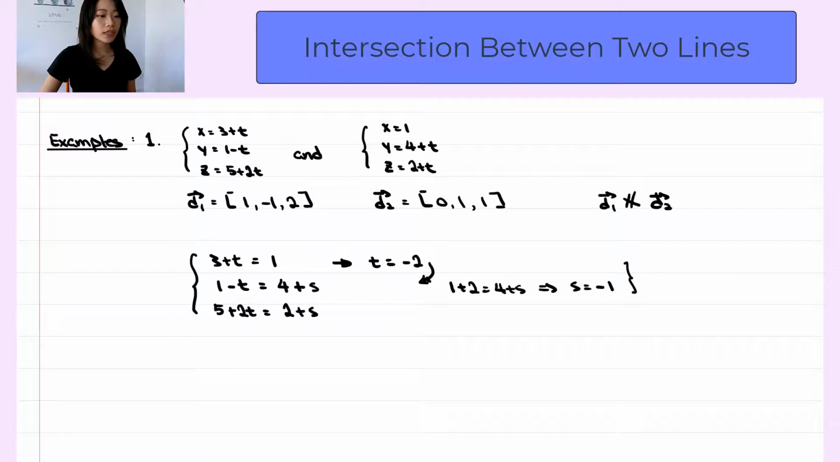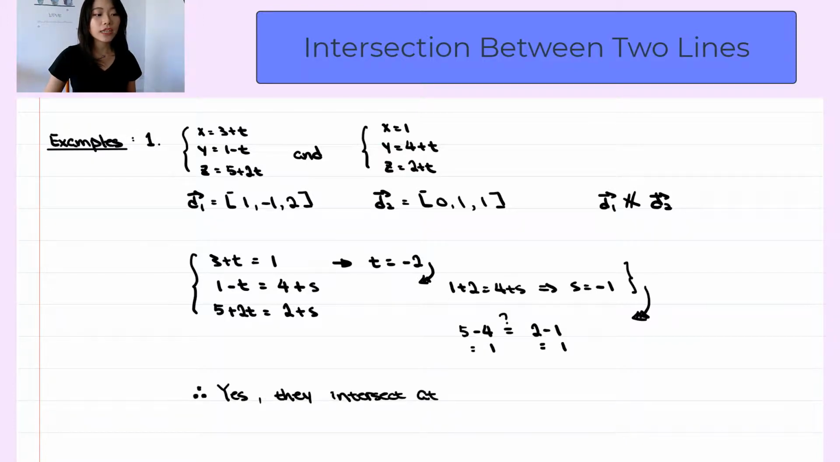Then I substitute t equals negative 2 and s equals negative 1 into the third equation. I get 5 minus 4, and does that equal 2 minus 1? On the left I have 1. On the right I also get 1. So the answer is yes. So I get one solution.